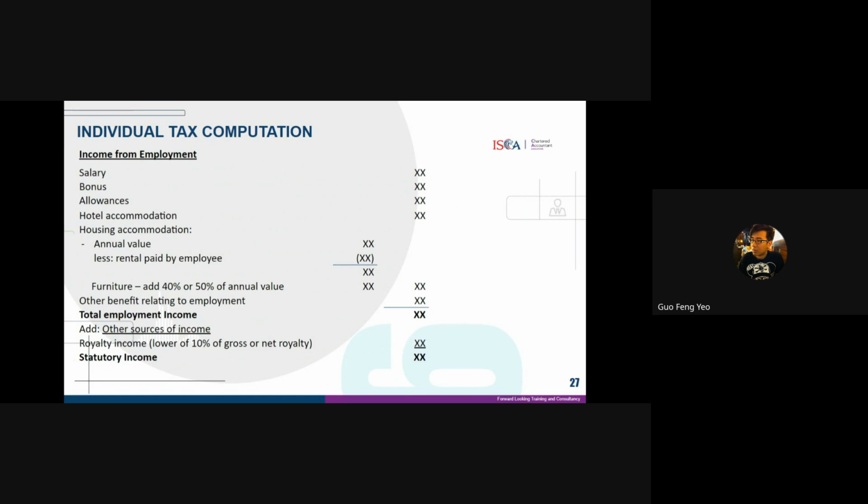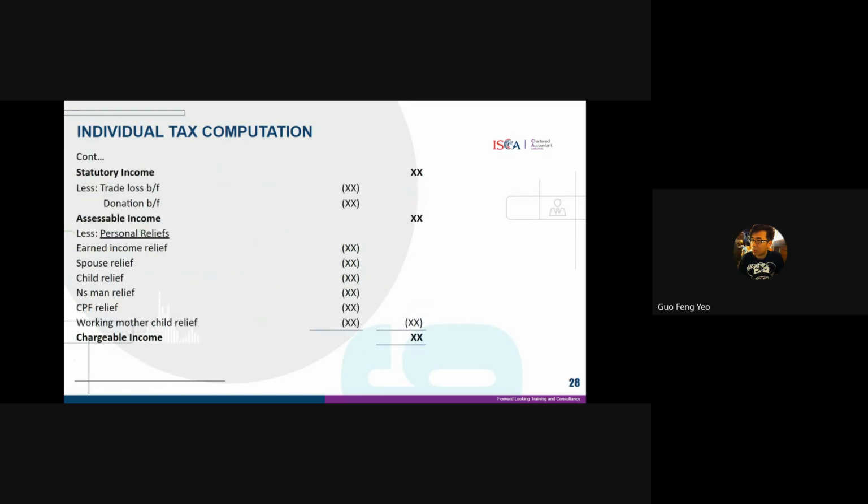hotel accommodation or housing accommodation if you are granted one by your employer, and other employment benefits that would make up your total employment income, adding your other sources of income. In this example, it is royalty income. If you receive rental income, there will be another line before going to your statutory income. From statutory income, you will be deducting your usual losses brought forward, or the donations brought forward if applicable, and then reaching your assessable income.